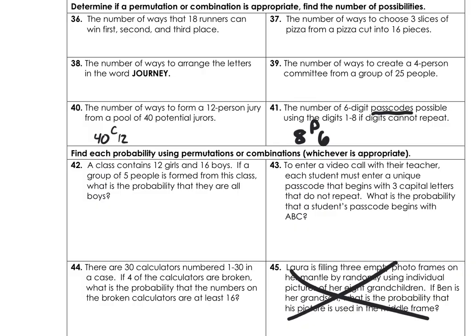On number 38, if I take all 7 letters in the word journey and rearrange them, you could do P here because it does say arrange, but even easier than that, I think, would just be 7 factorial.